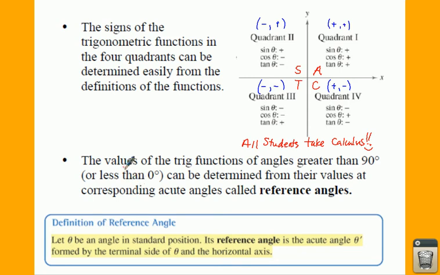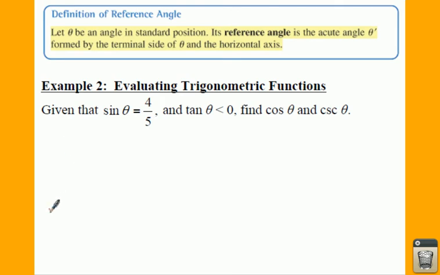Next thing we're going to talk about is actual reference angles. So here, values of trig functions greater than 90 degrees can be determined from corresponding acute angles called reference angles. A reference angle is just an acute angle, theta, formed by the terminal side and the horizontal axis. You never draw a reference angle to your y-axis. Ever, ever, ever. It always goes to the x, to your horizontal.